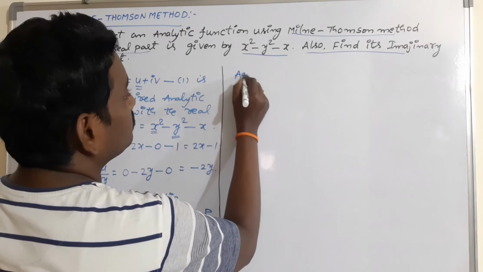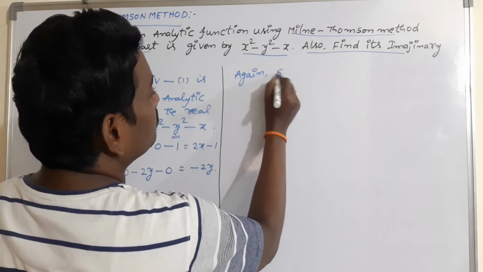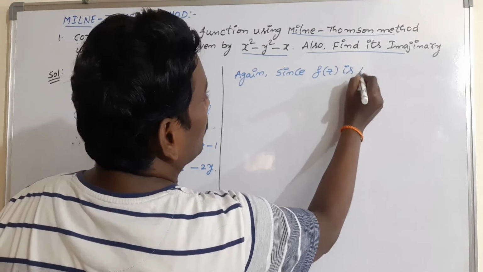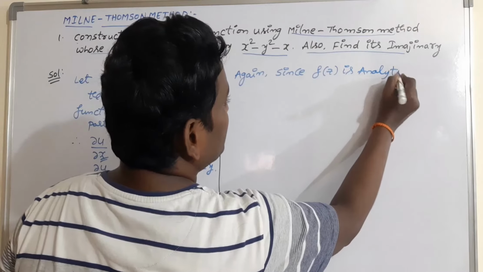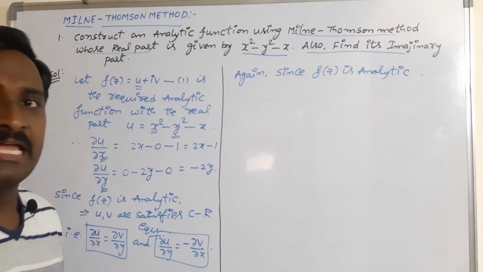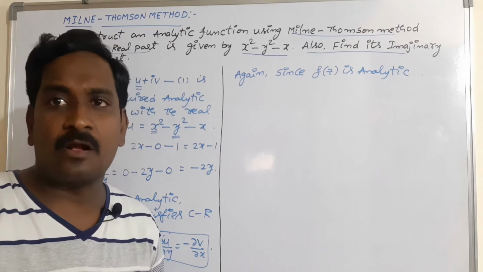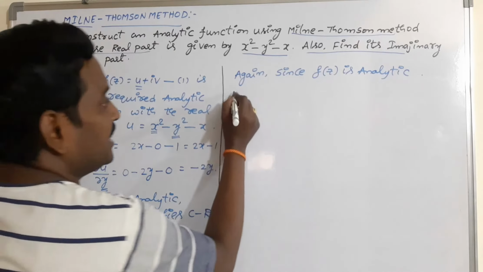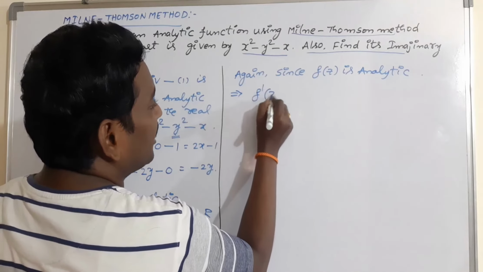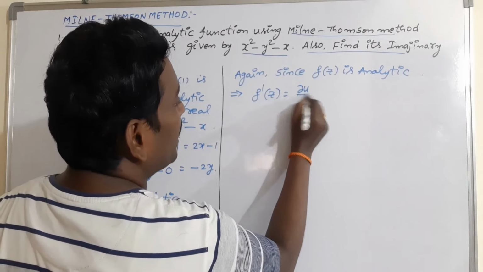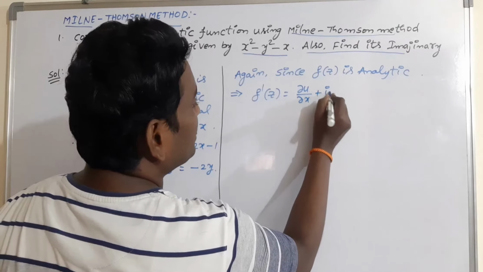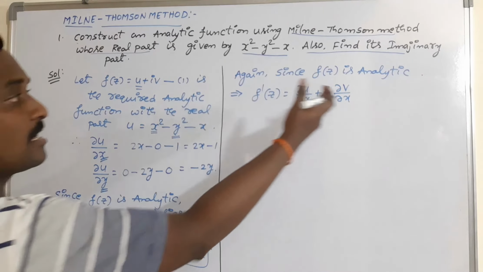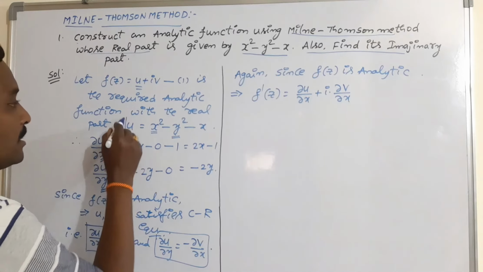Again, since f of z is analytic, what is meant by f of z is analytic? It is derivable at every point in the complex plane. That's why its derivative exists finitely, and its derivative is given by f dash of z is equal to dou u by dou x plus i dou v by dou x. You should remember this one as a formula. But we don't know about the imaginary part v. We have only u.